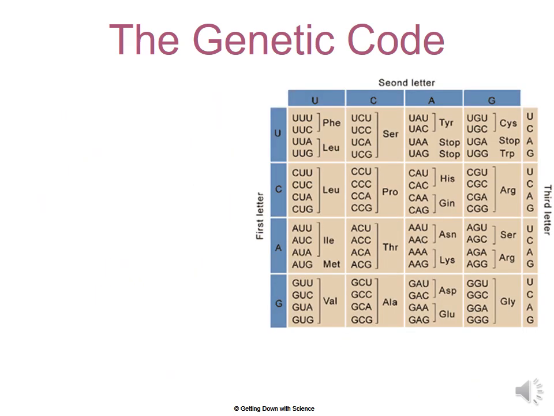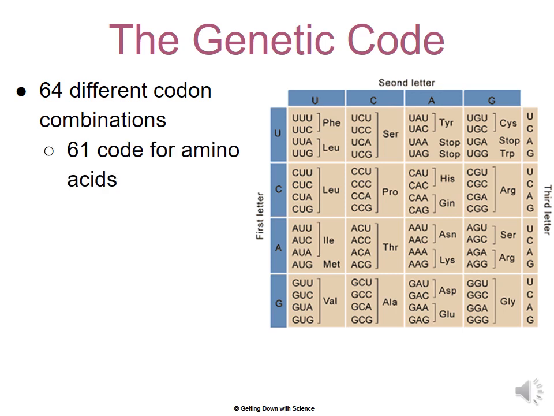Here is one example of that chart. So we have 64 different codon combinations, taking the A, C, U, and G for the first letter, second letter, and third letter. That gives us 64 different combinations. But there's actually only 21 amino acids. So 61 codes for amino acids.